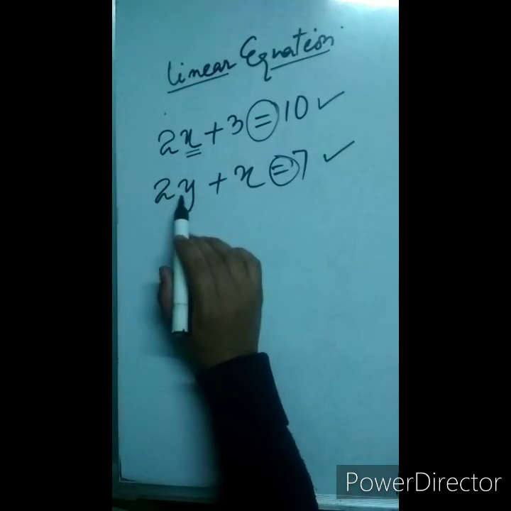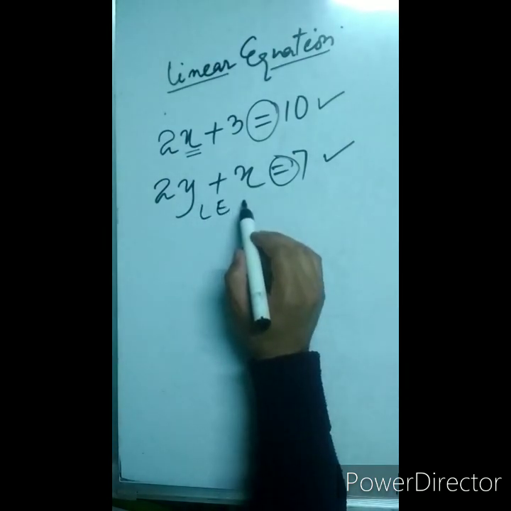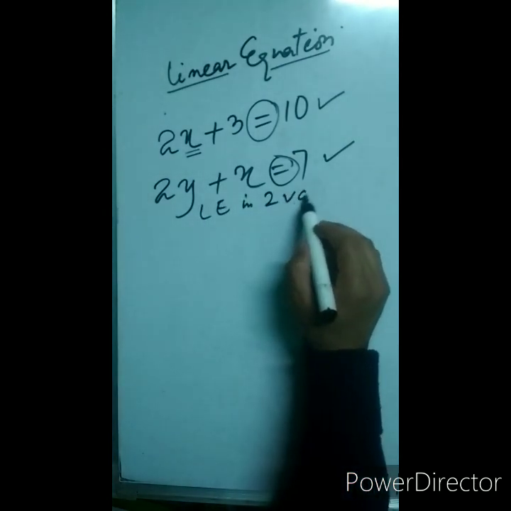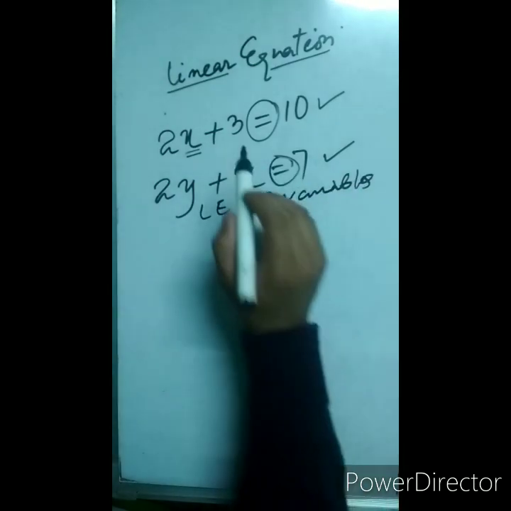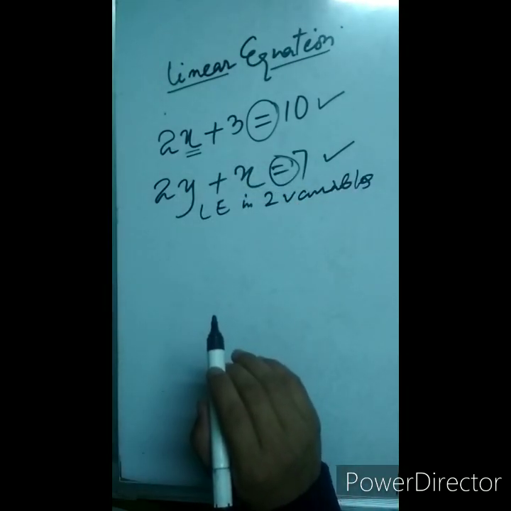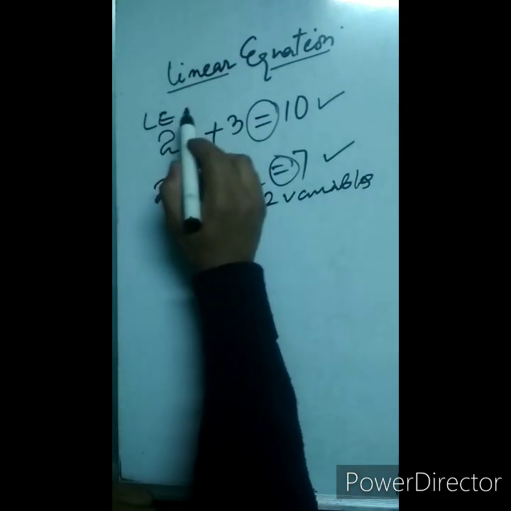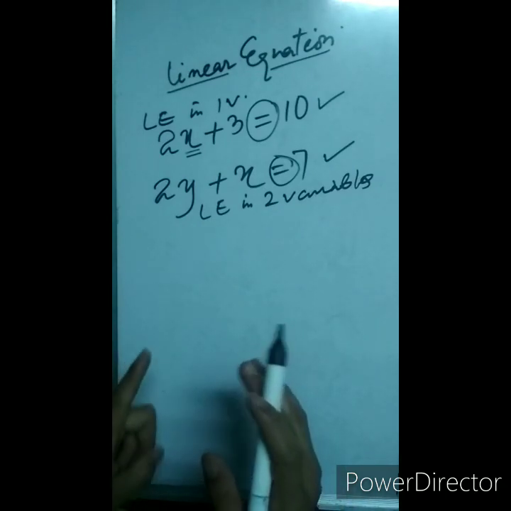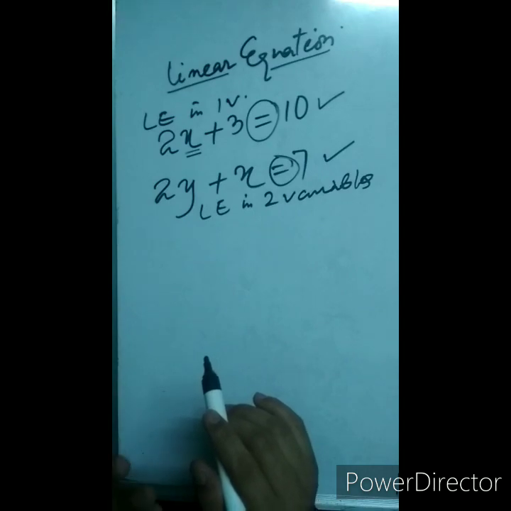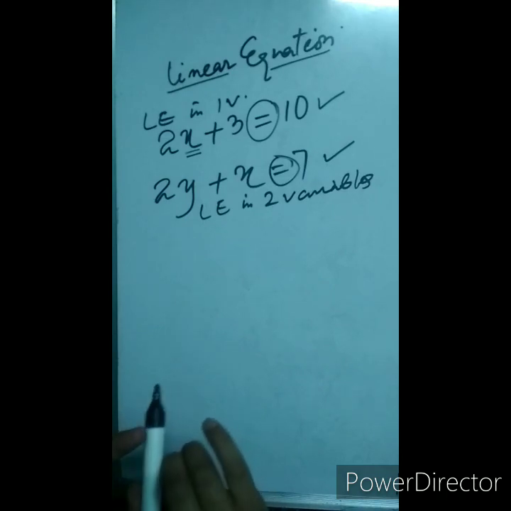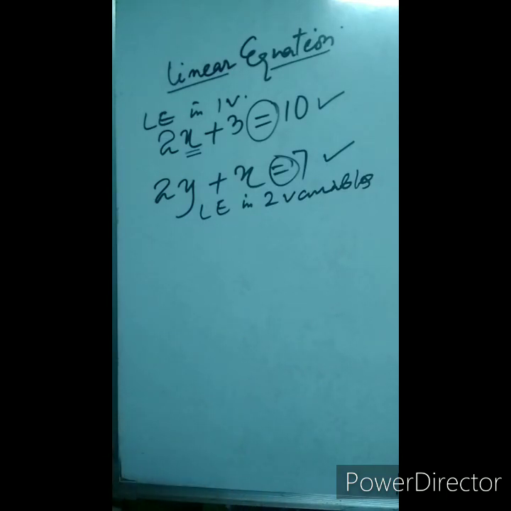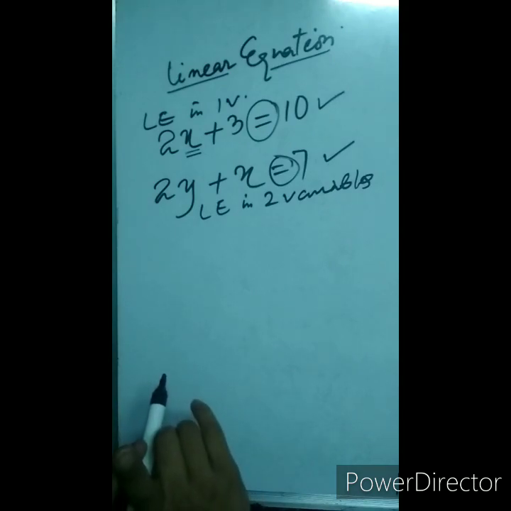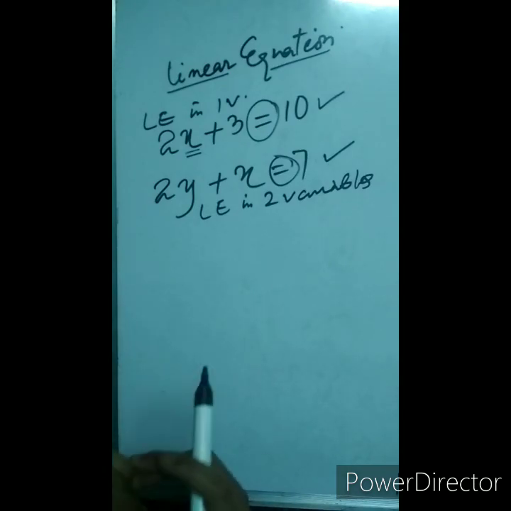That means the second one is a linear equation in how many variables? 2 variables. But the first one is a linear equation in one variable. In the whole chapter we are going to study linear equation in one variable. Let me repeat once. In that equation you should find only one type of variable, and the highest power of the variable should be 1. Then the equation is what we call a linear equation in one variable.